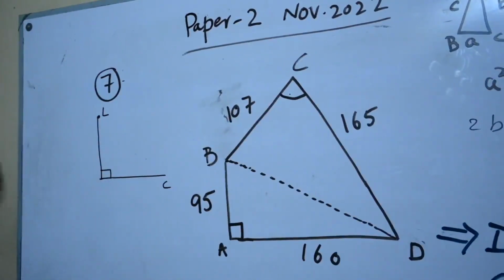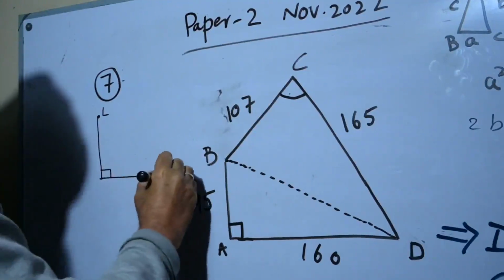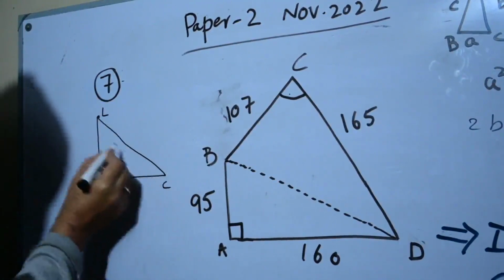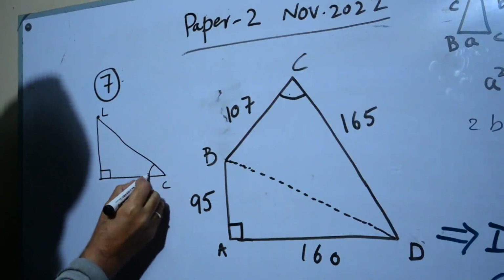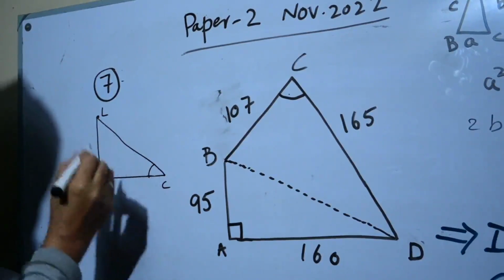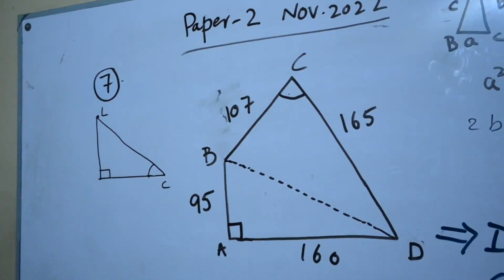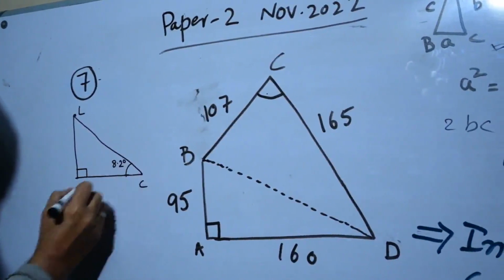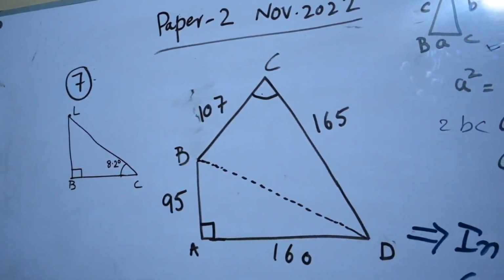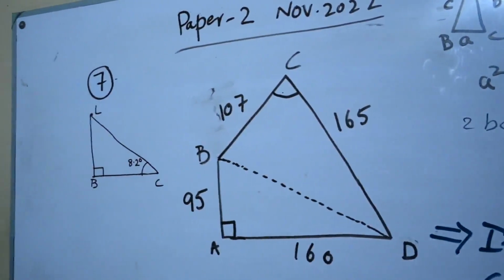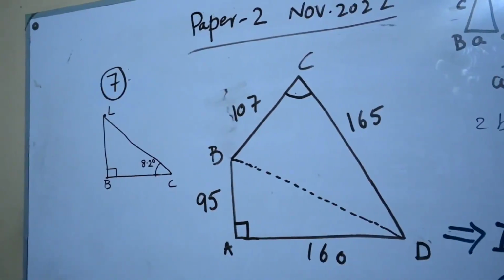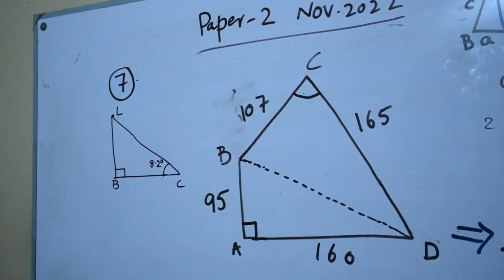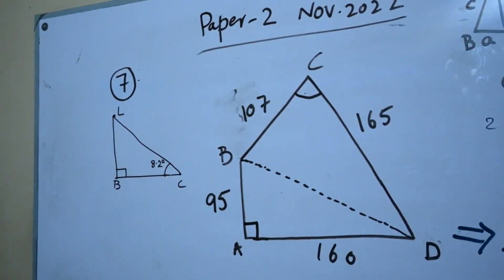Angle of elevation from C: if you look from C to L, then the line of sight makes an angle with the horizontal line, known as the angle of elevation, and it is given that the angle of elevation from C is 8.2 degrees. This is B. So this is the situation mentioned in the question. The question is to calculate the angle of elevation of the light from A.